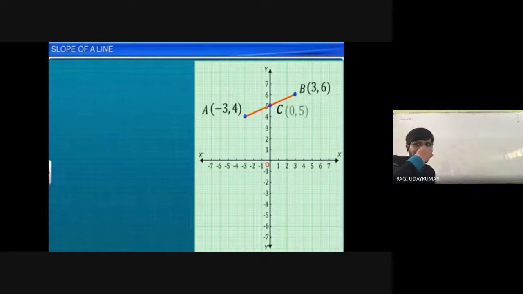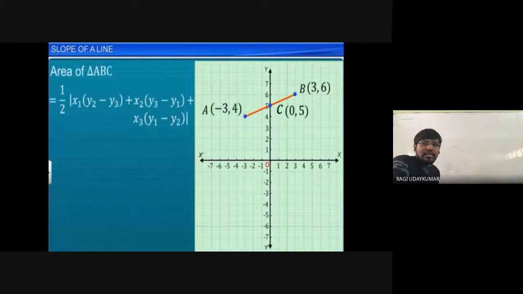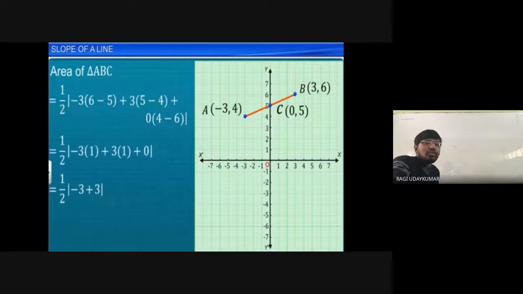The area of the triangle should not be negative. If 3 points are collinear, that is, they lie on the same line, then the area of the triangle formed by the 3 points becomes 0, because there is no area. If the point is somewhere else, the area becomes some non-zero value.